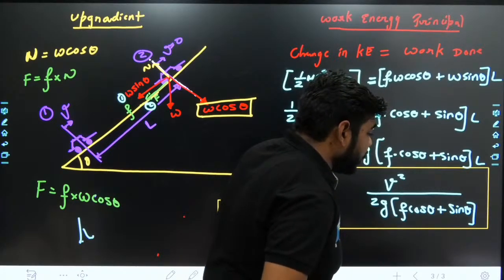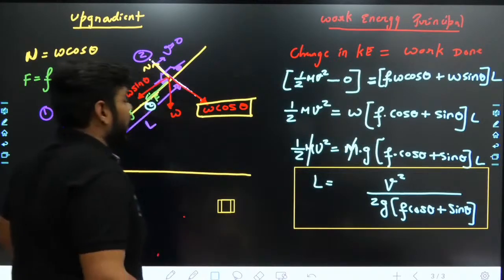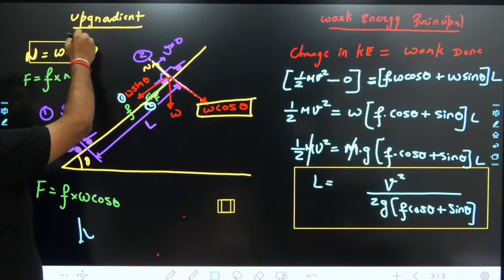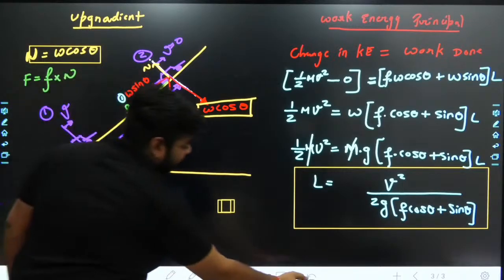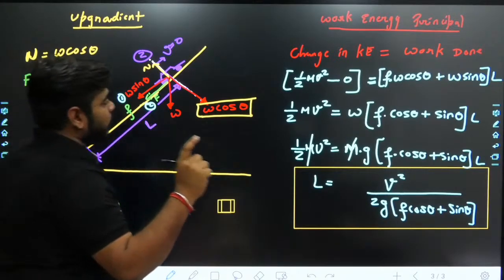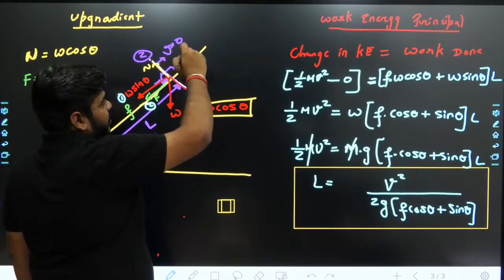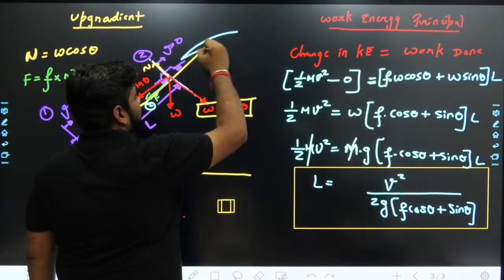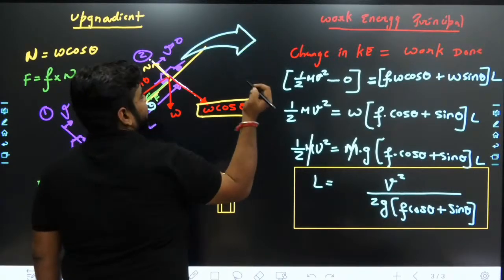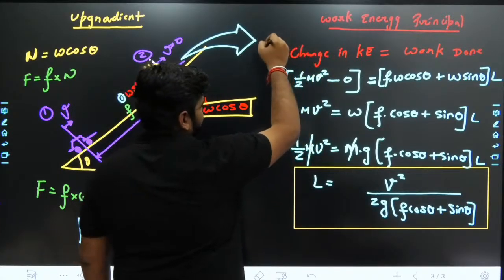How is the value of normal reaction W cos theta? See here, how normal reaction can be taken as W cos theta. There is only a vertical force. If I show it to you in a zoomed version, you can see what is exactly happening here.